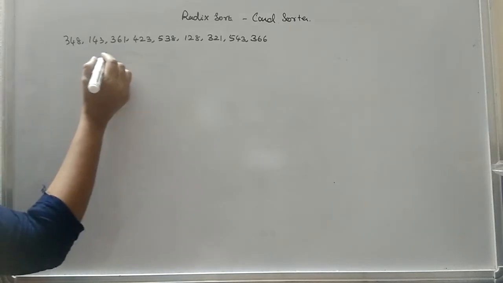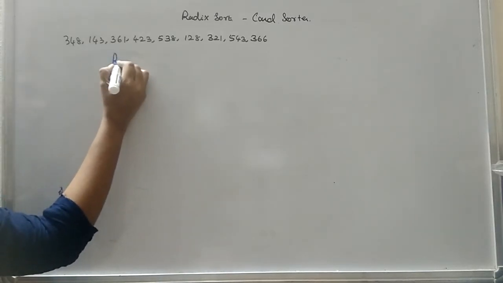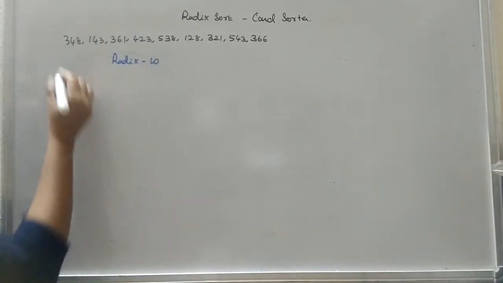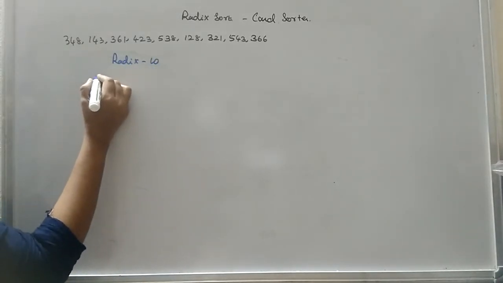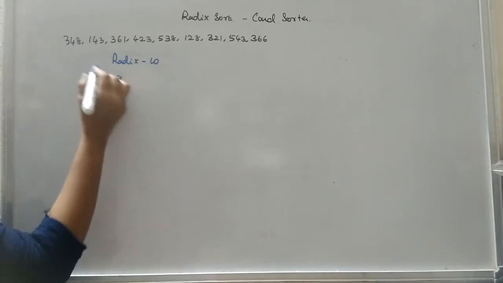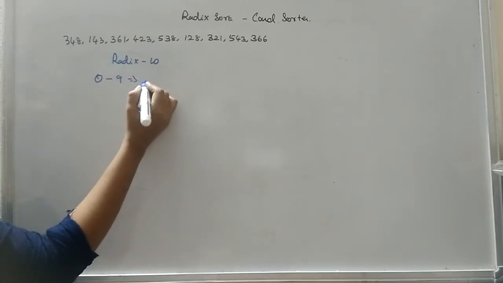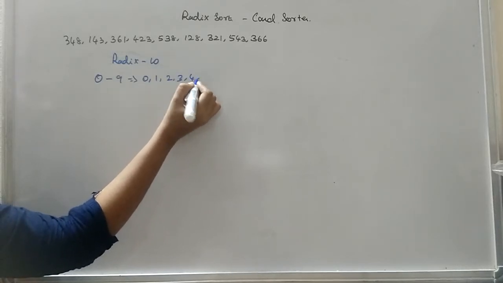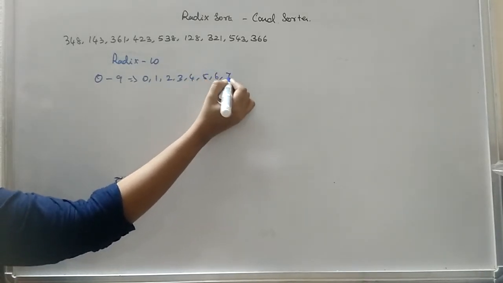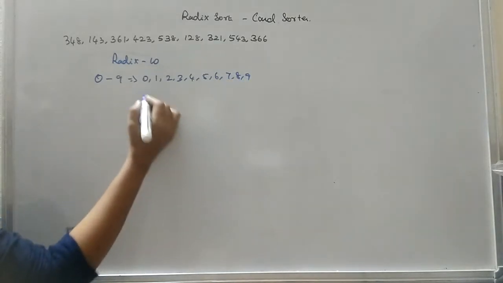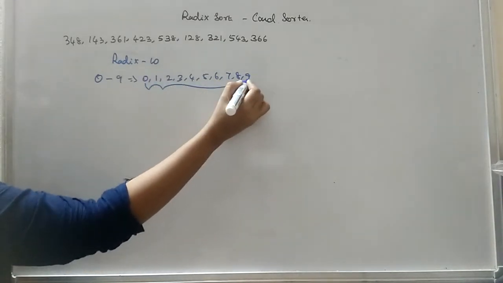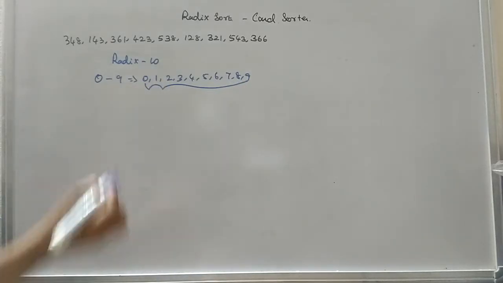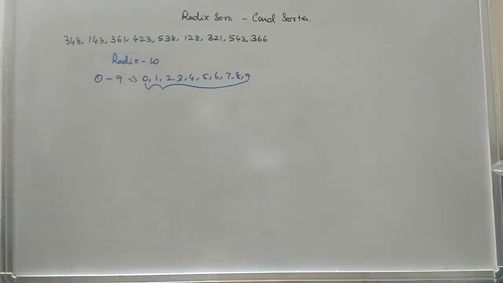Okay, so you can take the radix value as 10. Why am I taking 10 here? Because the digit ranges from 0 to 9 only. It means you will have the digits 0, 1, 2, 3, 4, 5, 6, 7, 8, 9. You will have the numbers with these combinations only. That's why here we are taking the radix value as 10.